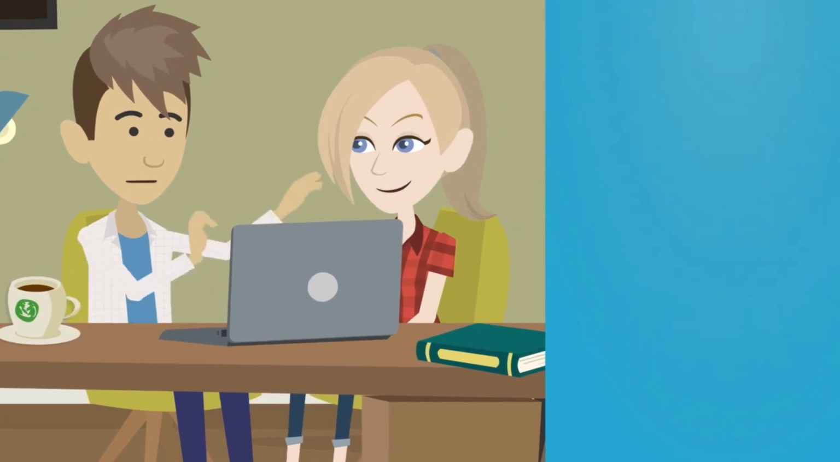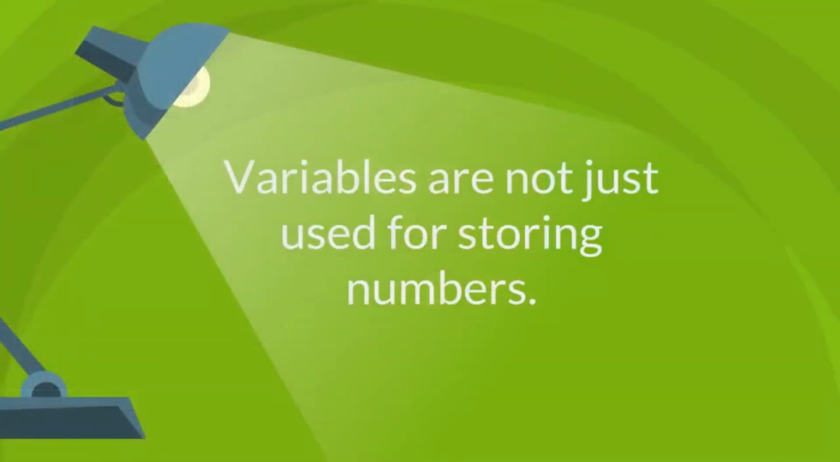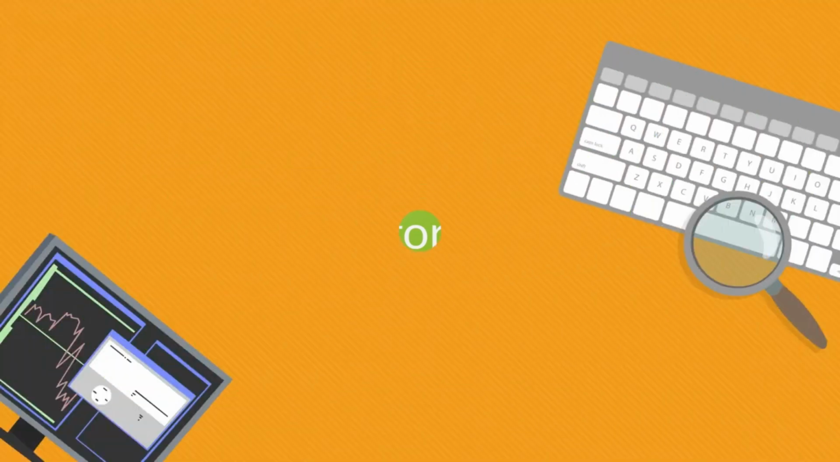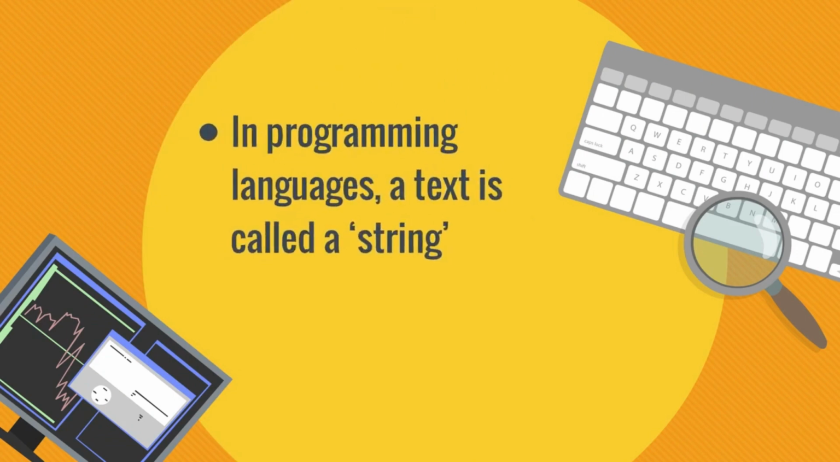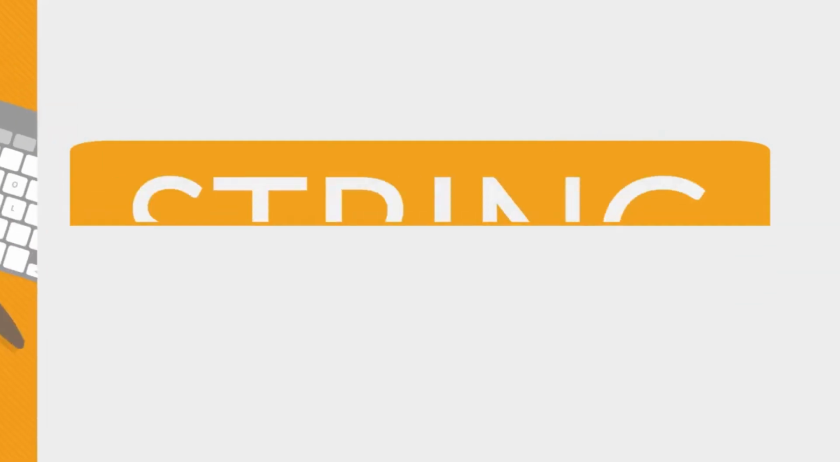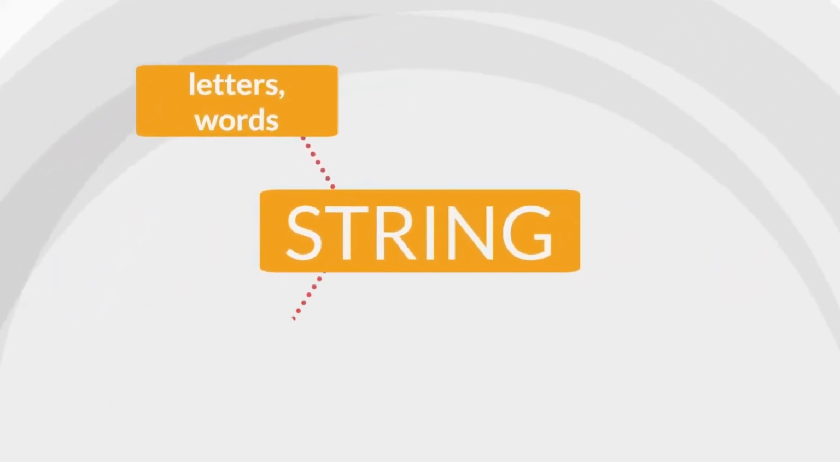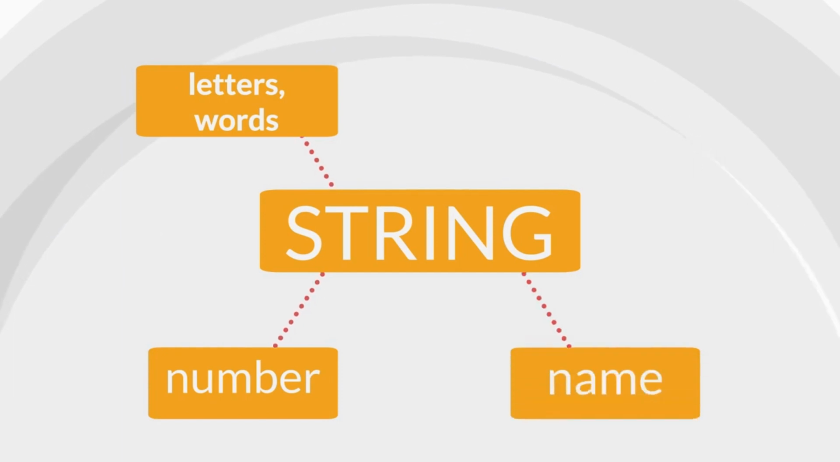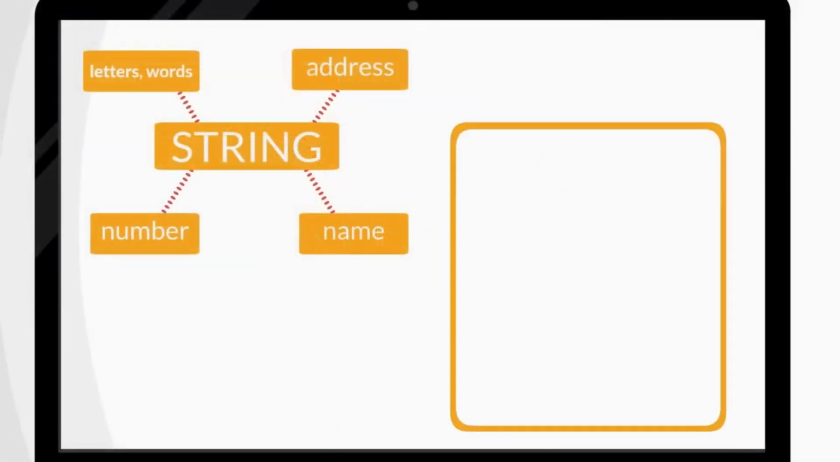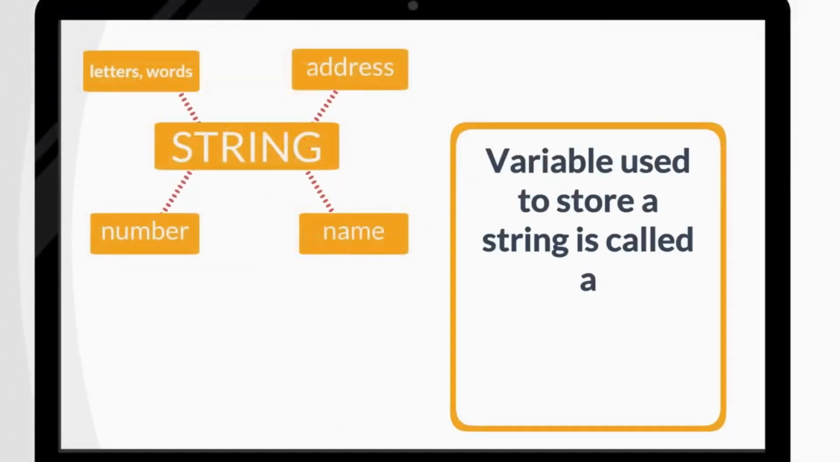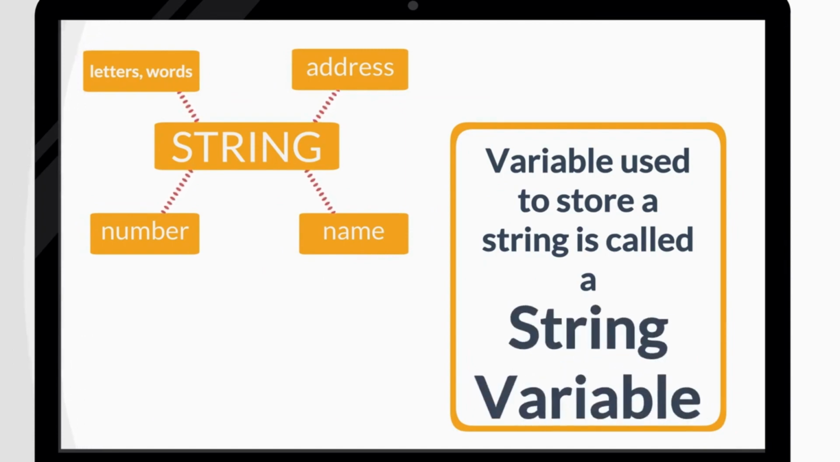That's a very good question. Variables are not just used for storing numbers. They can also be used to store text. In programming languages, a text is called a string, as in a string of letters. It's not just letters or words. Anything could be a string, be it a number, a name, an address. In such cases, the variable used to store a string is called a string variable.